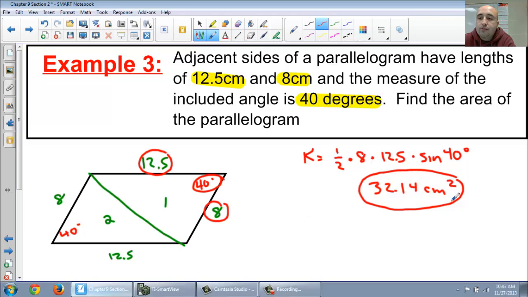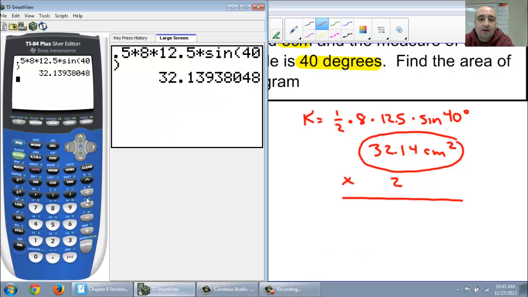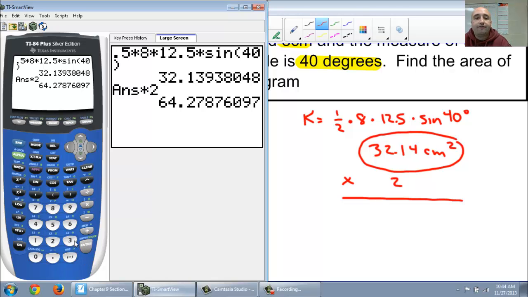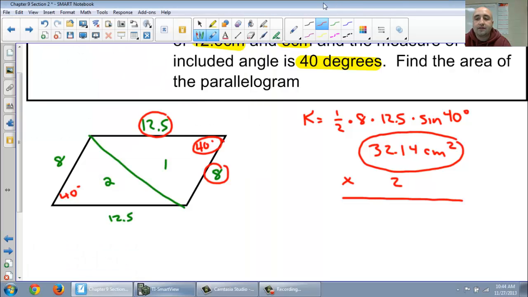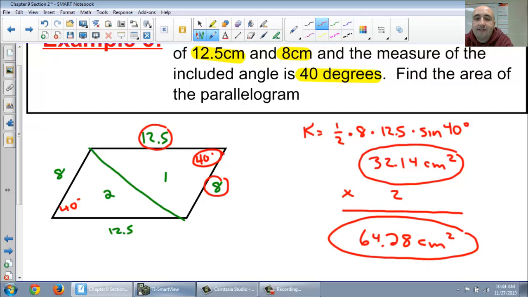So what do I have to do to 32.14 to get the whole thing? Well, basically I just have to multiply by 2. Okay, and when I multiply by 2, that should give me the whole area. So I'm going to go back to my calculator. I'm going to multiply by 2, and I'm going to hit enter. So my final area is 64.278, so 64.28 centimeters squared. Make sure that for every area problem, if they give you units, you need to make sure that you put the units down. Okay, so don't forget the units.